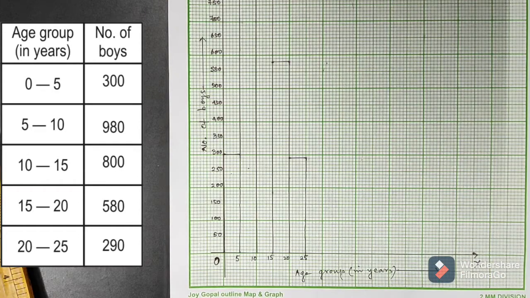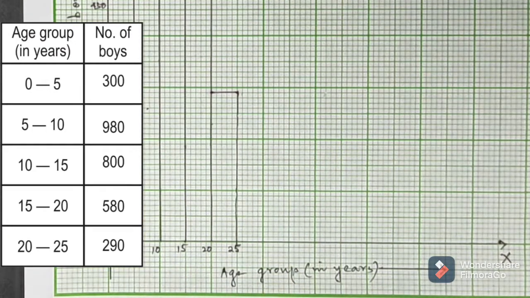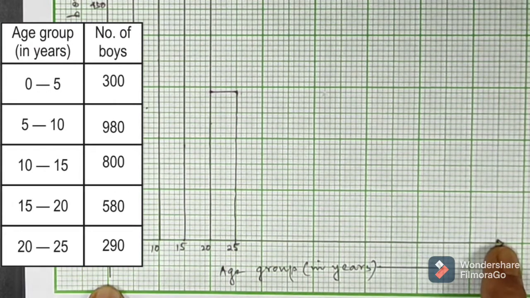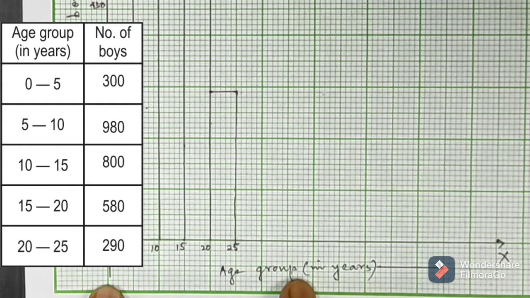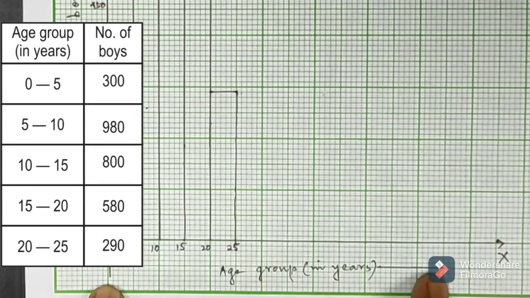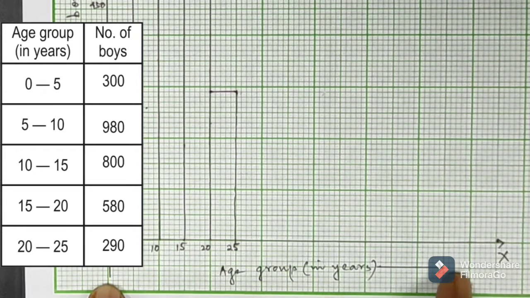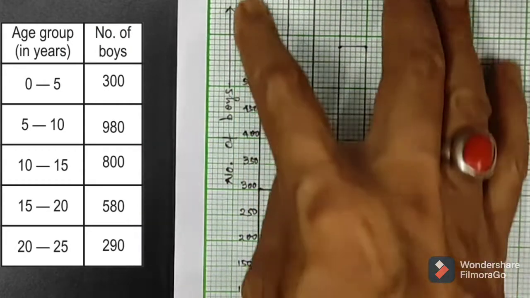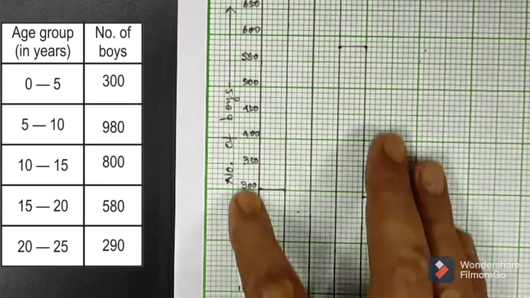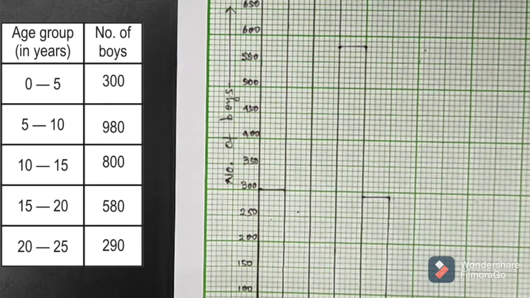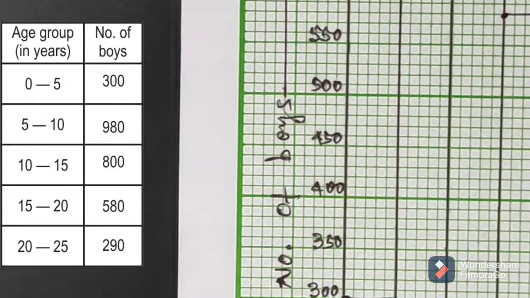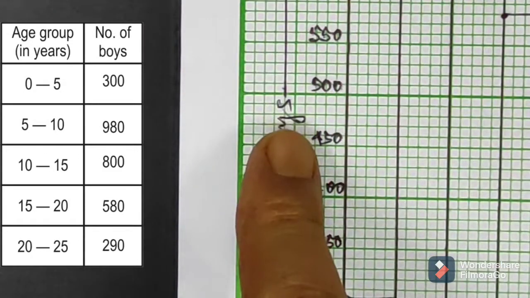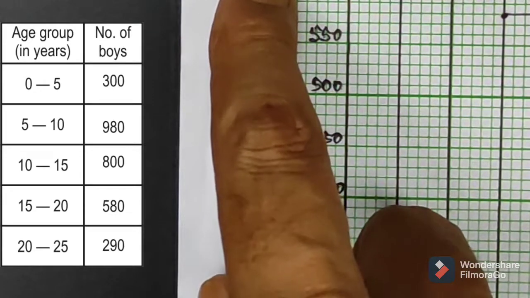This problem was the simplest form of histogram, that's why I have not shown you how to draw the entire diagram. I am explaining. I have drawn the x-axis. Along the x-axis age group is measured. I have shown by the arrow, in this direction the age group is increasing. You know how to write. And along the y-axis we will measure the number of boys. I have written here number of boys. Number of boys is growing in this direction.